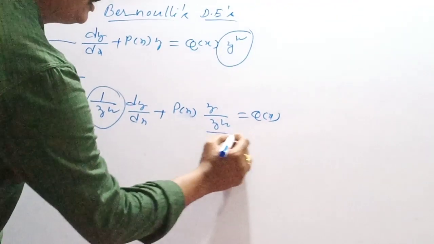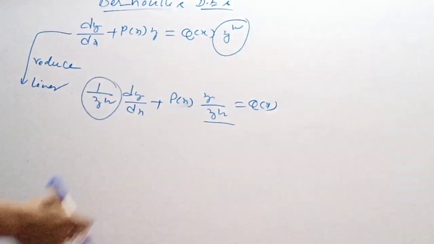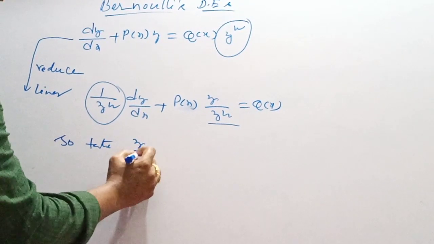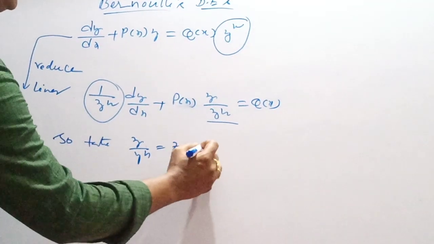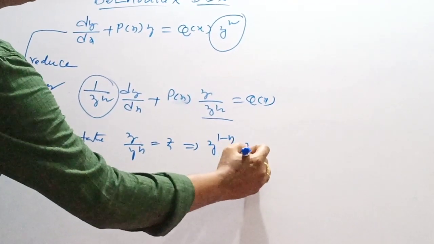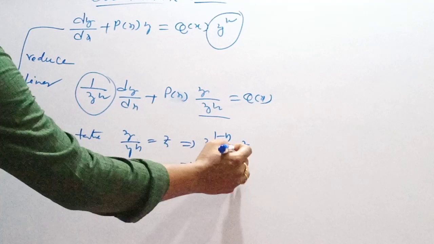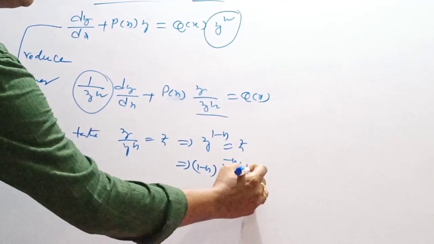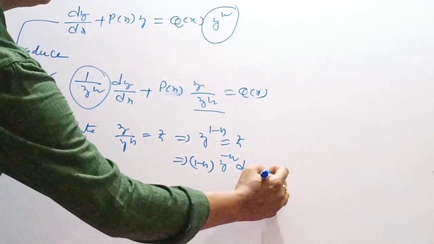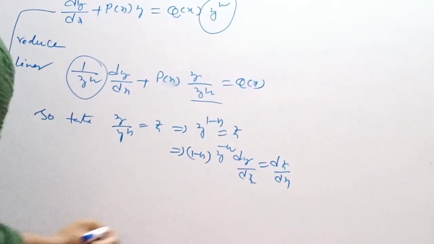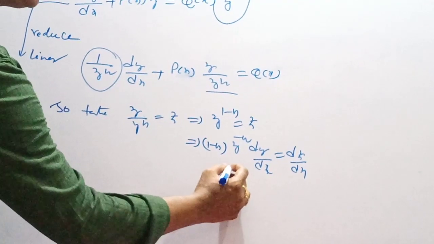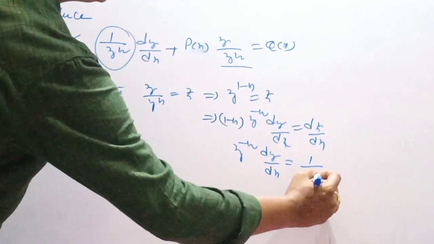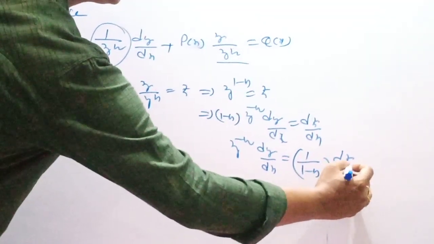So here also you can observe this must be a y form. Okay, so take y by y to the power of n equal to z. That means y to the power of 1 minus n equal to z. Okay, so taking the derivative on both sides, 1 minus n into y to the power of minus n dy by dx equal to dz by dx. Very clear. Okay, y to the power of minus n into dy by dx equal to 1 by 1 minus n into dz by dx.